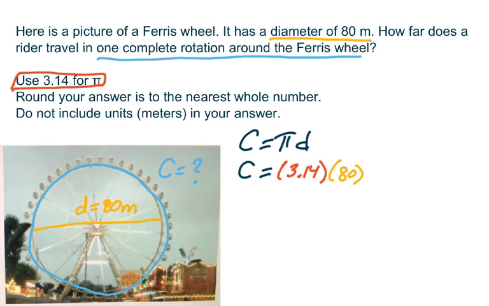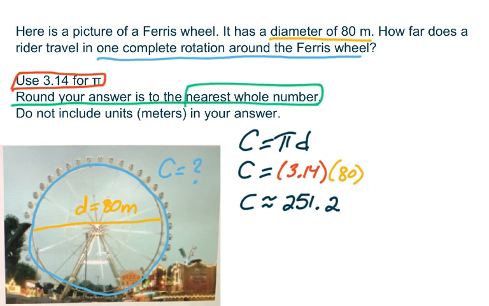So now I can multiply. These are approximations, so circumference is approximately equal to, when I multiply, I get 251 and 2/10. Now the instructions also say that I need to round my answer to the nearest whole number. So my whole number is 251, and then I'll look at the next value, which is 2.